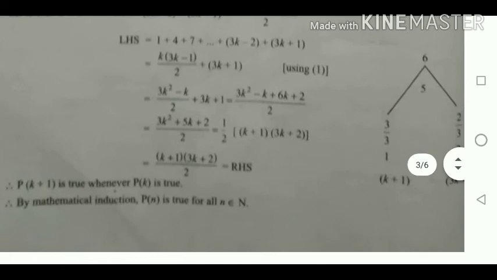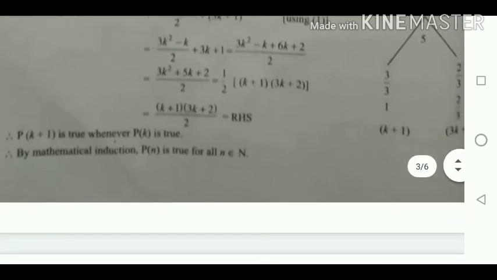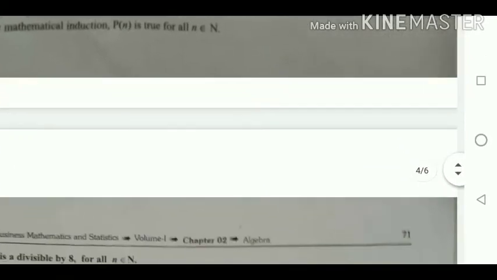Okay. So this is the way you have to find the mathematical induction for any sums. So P of k plus 1 is true whenever P of k is true. You have to write these two lines, then only you score marks, 5 marks for this. By mathematical induction, P of n is true for all n belongs to natural number.